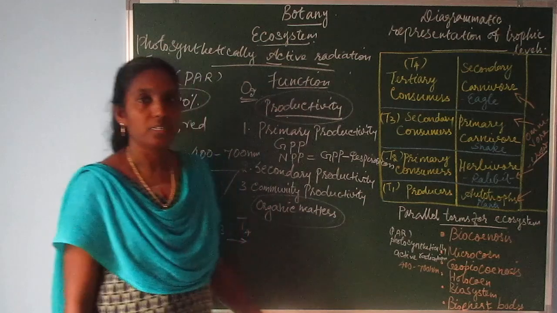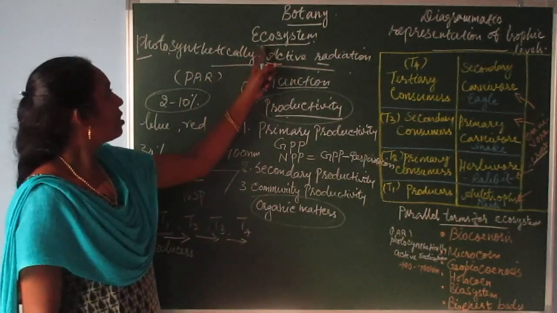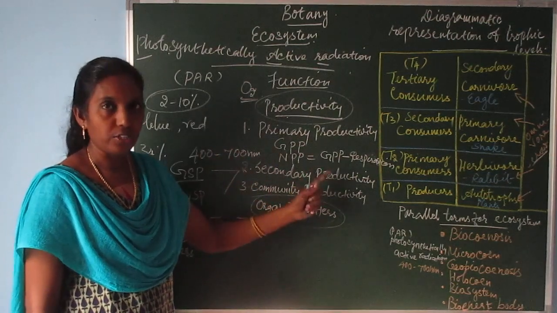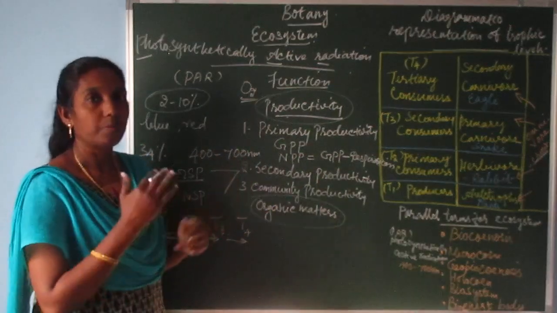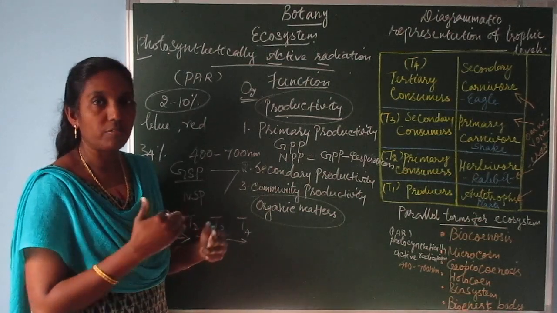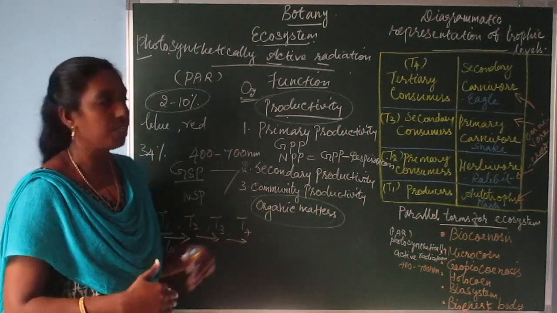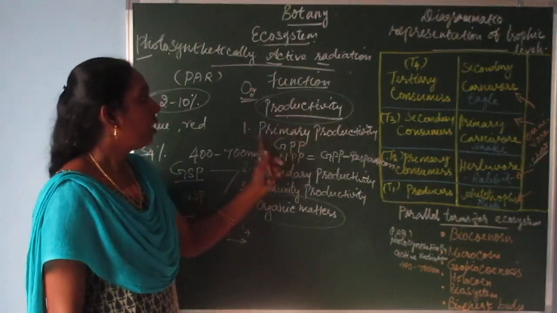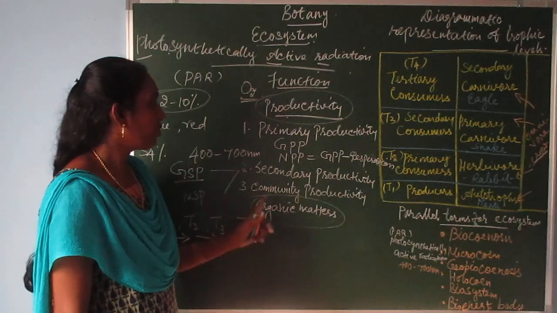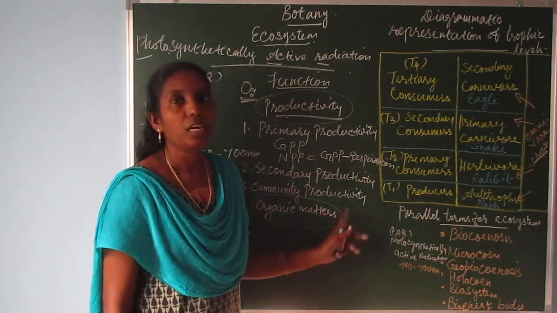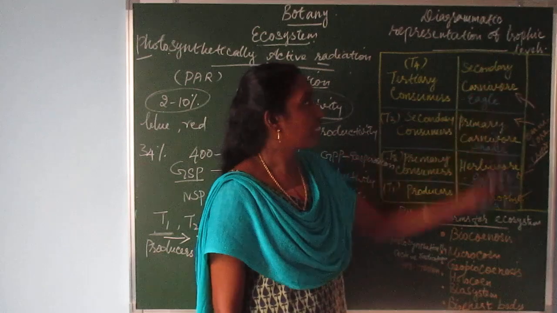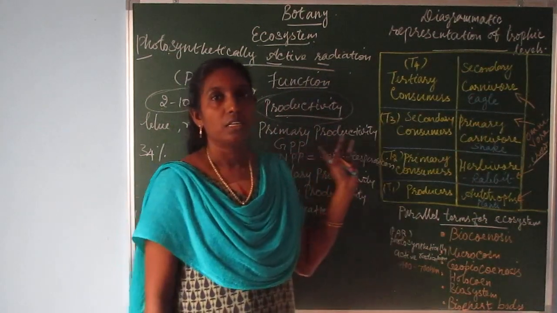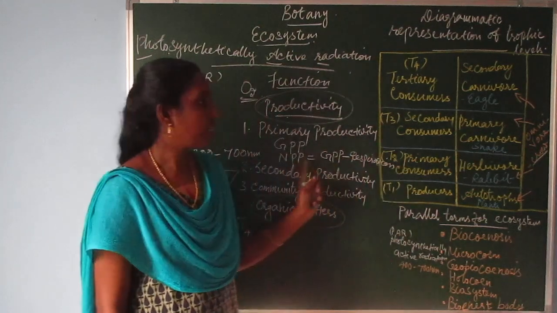So once again, let's recall what you learned today. The ecosystem includes structure and function. Structure forms the biotic and abiotic components. And functions include different productivity: primary productivity, secondary productivity, and community productivity. And finally, there is a diagrammatic representation of trophic levels. Learn these 3 questions before attending the next class.